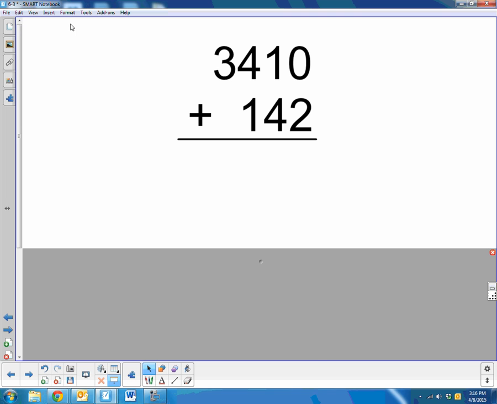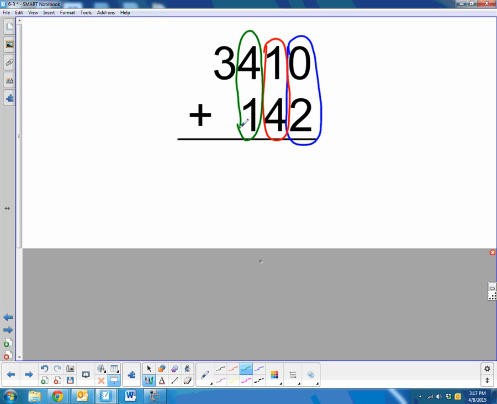We're going to start with a very easy question. Well, easy for us. 3,410 plus 142. But I'm going to walk through this very, very slowly. When we add numbers in this way, when we line them up in this way, we start by adding the ones places together. We add the tens place together. We add the hundreds place together. And of course, we add the thousands place together.